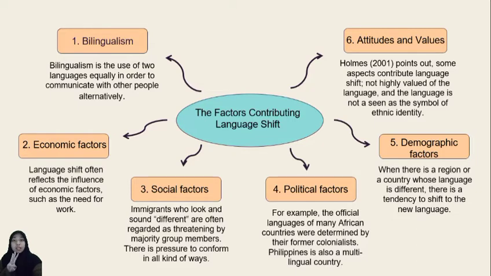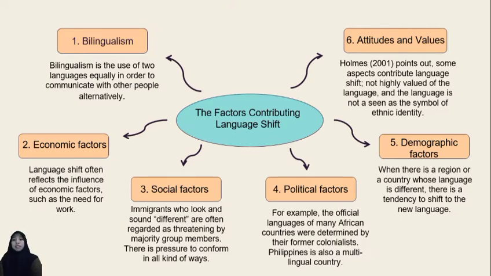The third is social factors. Immigrants who look and sound different are often regarded as threatening by majority group members. There is pressure to conform in all kinds of ways. Language shift to English, for instance, has often been expected of migrants in predominantly monolingual countries such as England, the United States, Australia, and New Zealand. Speaking good English has been regarded as a sign of successful assimilation.